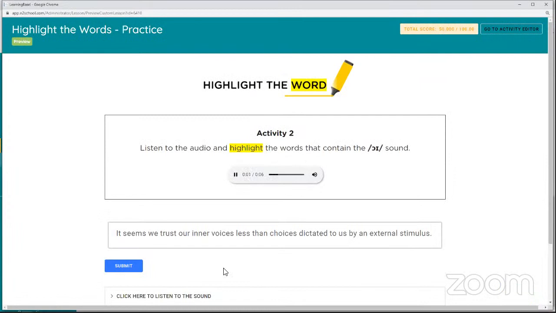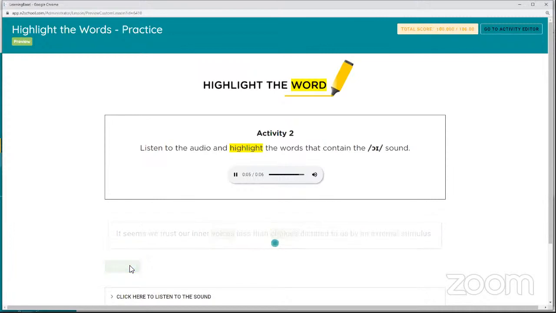It seems we trust our inner voices less than choices dictated to us by an external stimulus.